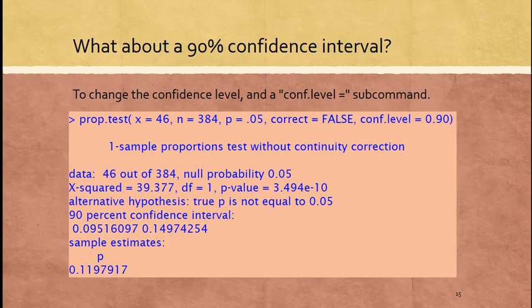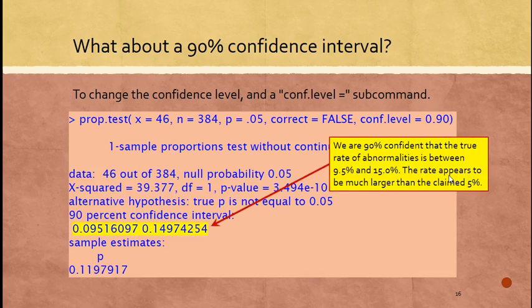By the way, if you wanted to try a different confidence level, basically it's the same command, prop.test, x equals 46, n equals 384, p equals 0.05, correct equals FALSE. Again, that part's optional. But if you add this little conf.level equal to, that allows you to change the confidence level. So in this case here, you can see I did this for 90%. So we're 90% confident that the true rate of abnormalities is between 9.5% and 15%. And again, this rate appears to be a lot larger than the claimed 5%.